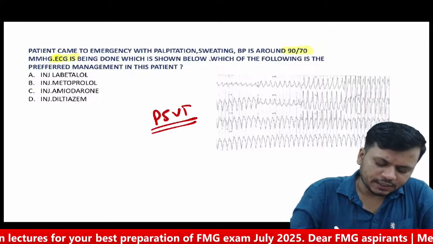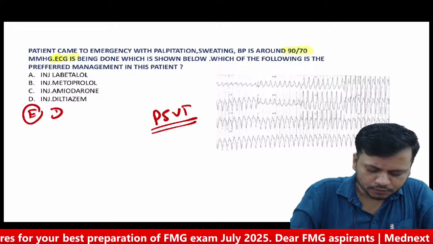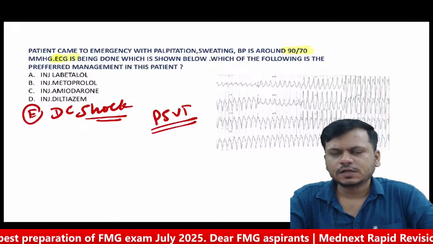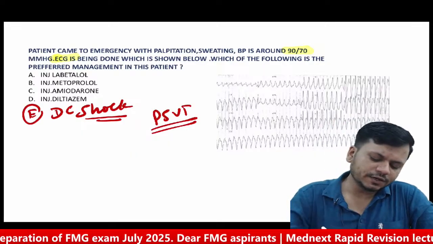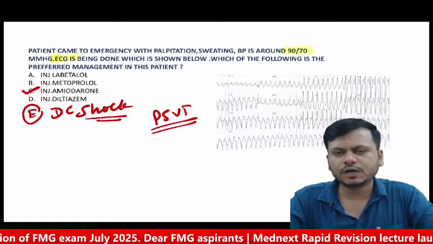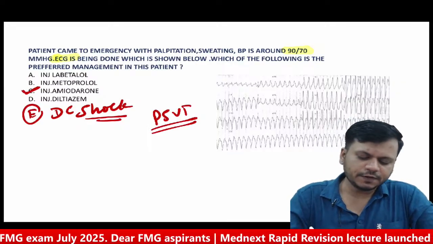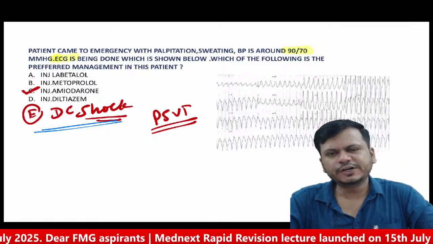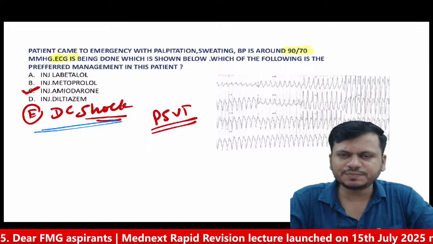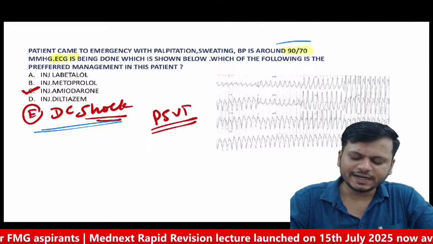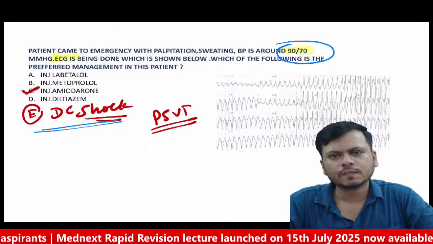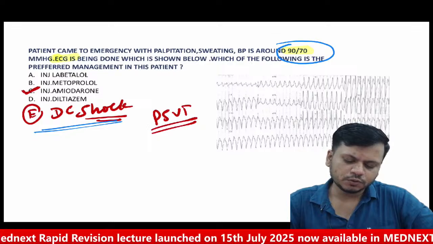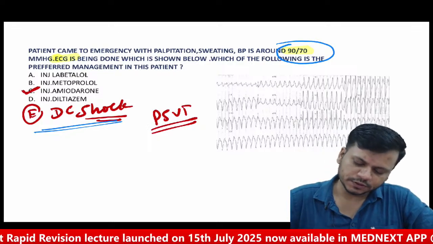I have a confusion if the option was DC shock. If they have asked you about the drug, the drug which we give is amiodarone, right? But if they have given you DC shock in the option, you need to mark DC shock, because the patient is vitally unstable. So the better answer will be DC shock if it was in the option. Do let me know what the options were over there.